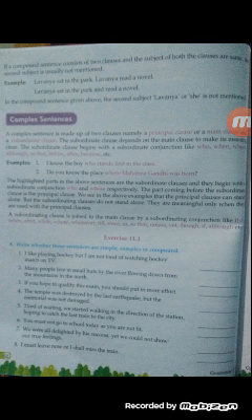Example: when the bus arrives. Here in this sentence, there is a subject, the bus, and a verb, arrives. But this clause does not give a complete sense. When the bus arrives, this part is not complete. So this is not an independent clause. This type of clause is called a dependent clause.